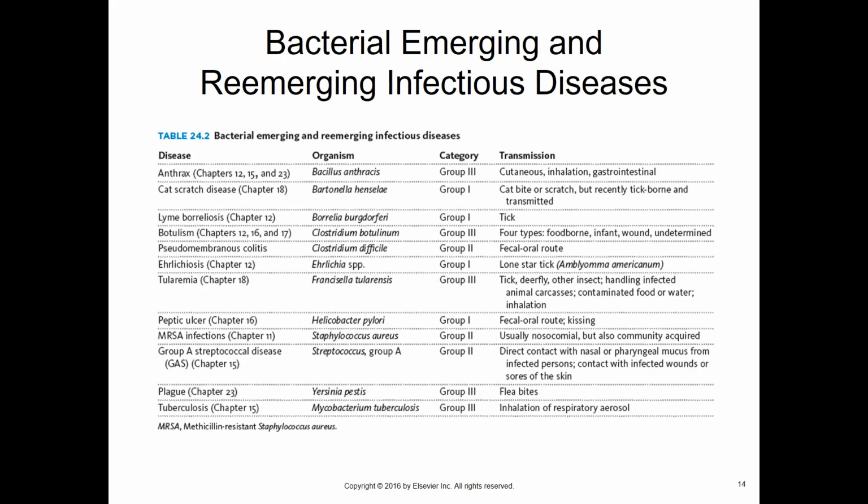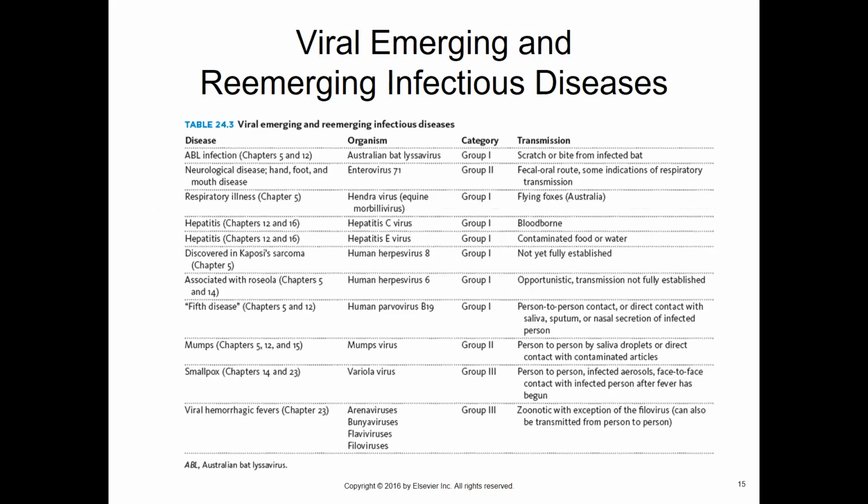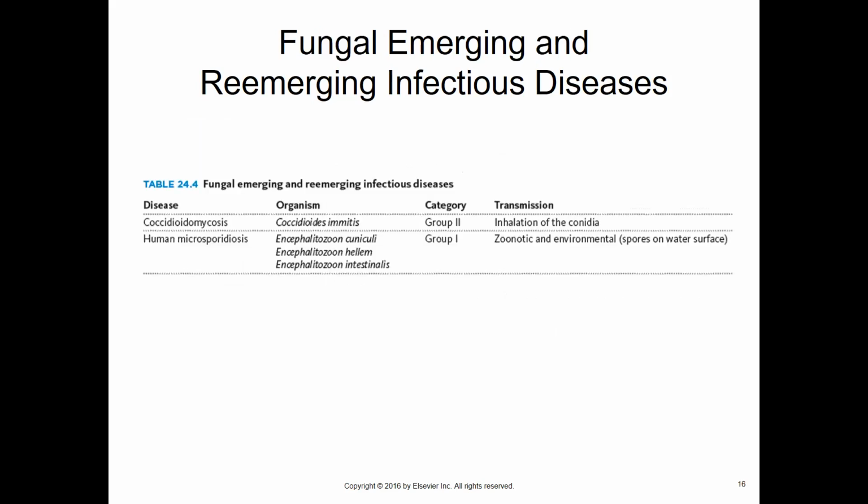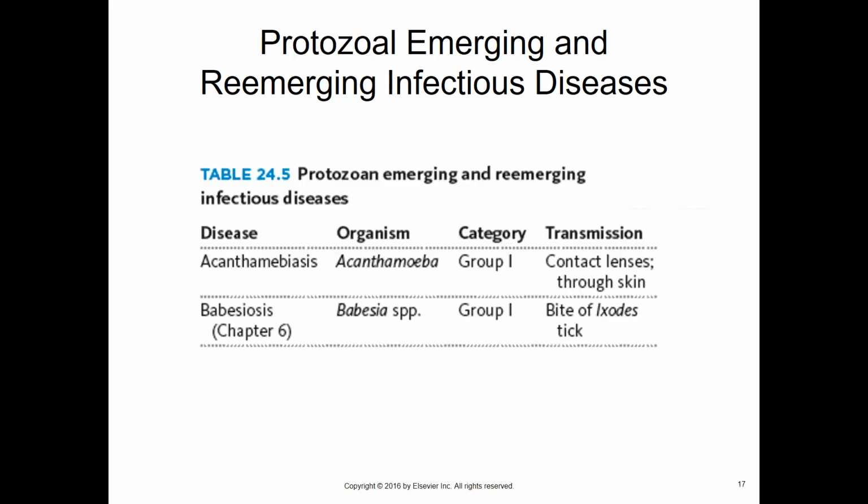So you guys can go through these slides. There's a lot of them. It tells you how the disease is transferred, what the organism is that spreads it, and what group it falls under. There's a couple of them in there too that I didn't go over. And then the protozoan emerging and re-emerging, the acanthamoebiasis and the babesiosis.